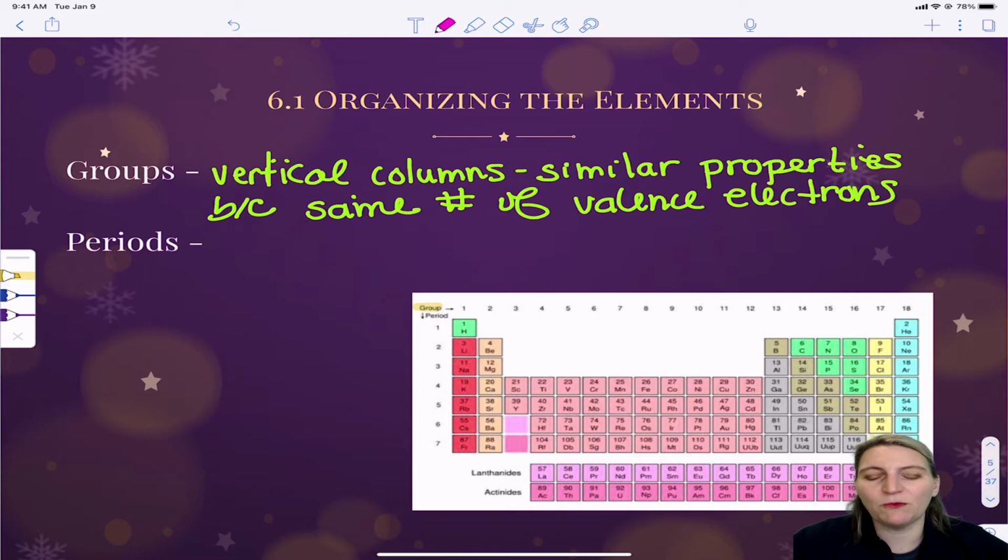And periods are the rows of the periodic table, the horizontal rows. And those will not have similar properties. What they do have in common is that they have the same number of energy levels. When you studied in the previous chapter, we looked at the Bohr model and those concentric rings, those energy levels. So any two elements in the same period would have the same number of energy levels.